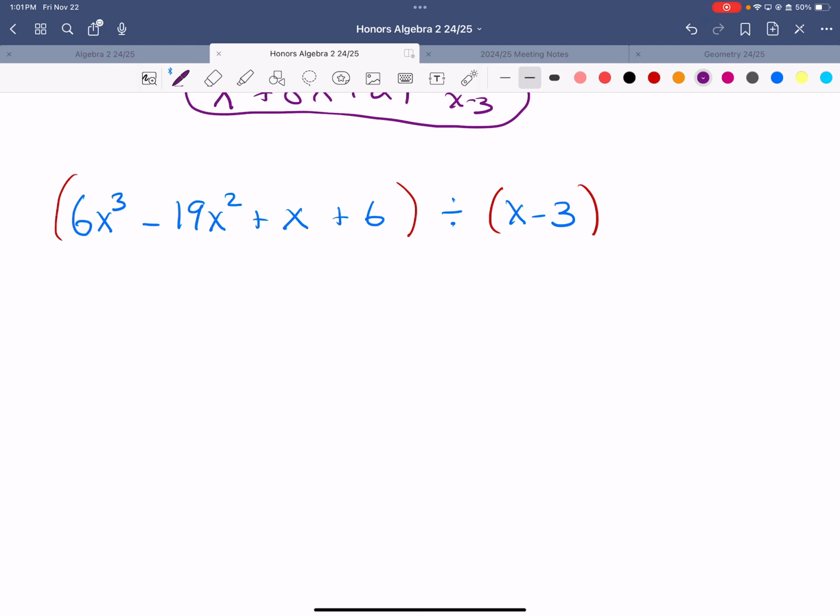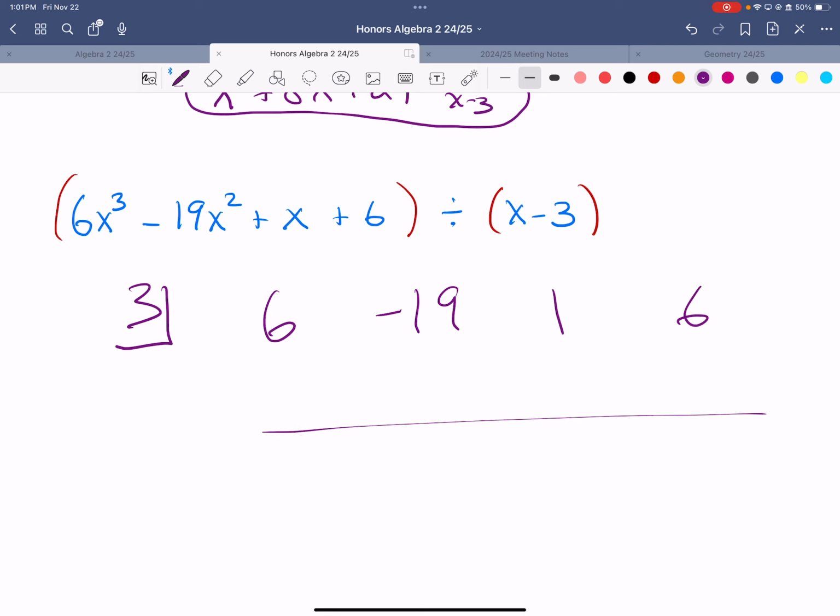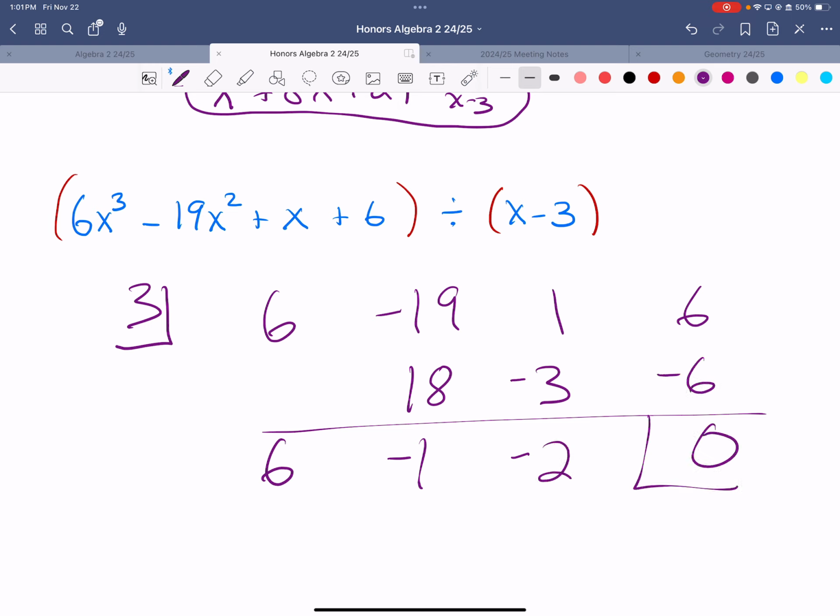What goes inside the box? What's here? 3. Go. 6. Negative 19. 1. 6. Look at that. There must be a math teacher over there. Below the line, what's there, guys? Stop. 3 times 6. Negative 19 plus 18. 3 times negative 1. 1 plus negative 3. 3 times negative 2. Remainder is 0. Yay, that means it's a factor.